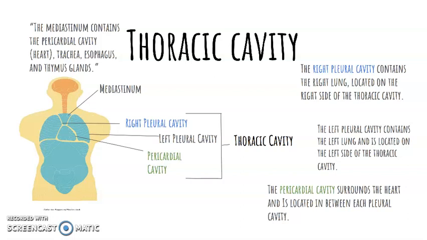So moving on, the right pleural cavity contains the right lung, located on the right side of the thoracic cavity, and the left pleural cavity contains the left lung and is located on the left side of the thoracic cavity. And lastly, the pericardial cavity surrounds the heart and is located in between each pleural cavity. So the heart is located within the mediastinum, only that it has its own cavity, which is the pericardial cavity, located within the mediastinum.